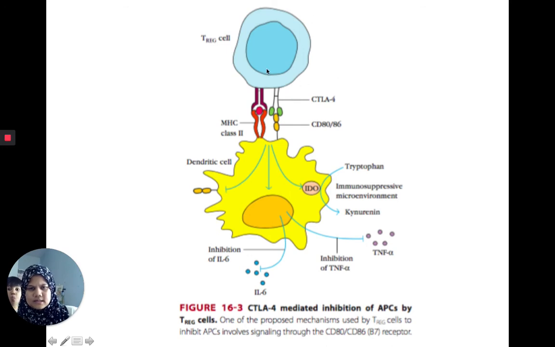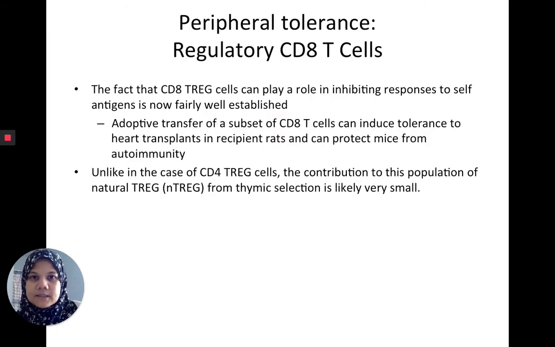So this is basically a schematic which I hope is more clear to understand. You have the APC presenting the antigen. Let's say this is the self-antigen, and the T cell recognizes it. But because CTLA4 binds to CD80/86, it actually induces anergy in the APC, or it changes the type of cytokine profile that the APC produces, which makes it less immune reactive and more immune suppressed. There are also regulatory CD8 T cells, and they also play a big role in inhibiting responses to self-antigens. But unlike the CD4 Treg cells, it's a very small population of natural Tregs from CD8 T cells.